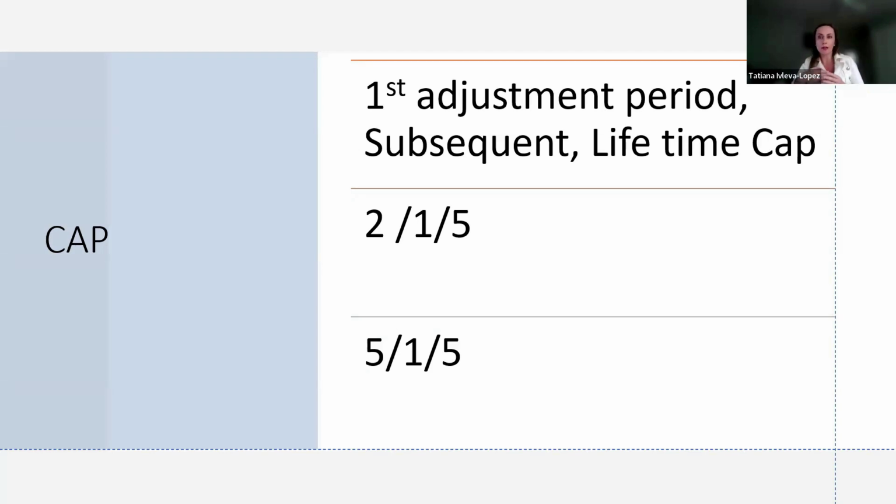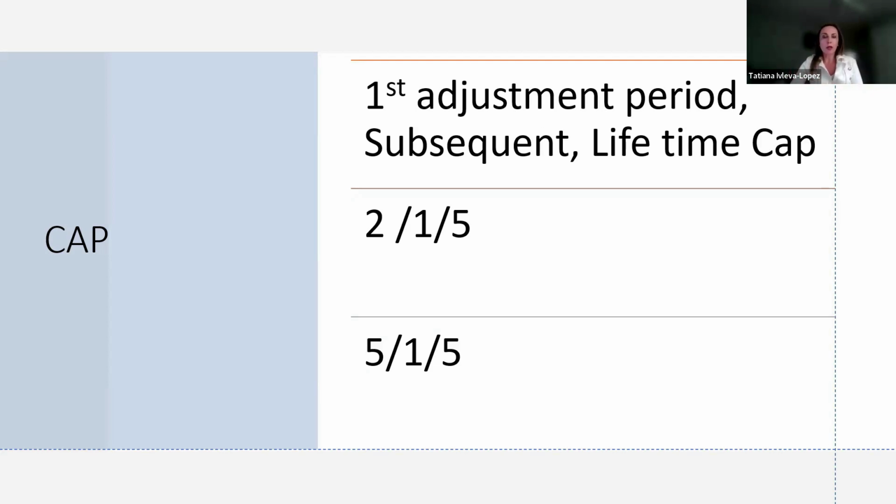So then what else? How does it work? So the ARMs also have caps. When you have an initial rate, what happens after the adjustment period comes? How does the rate adjust after that? So they have caps, and right here you can see 2-1-5 or 5-1-5. The first number shows how many percentage points it can adjust the first adjustment period. The second number is how many points it can adjust after that. And the last number is a lifetime cap.